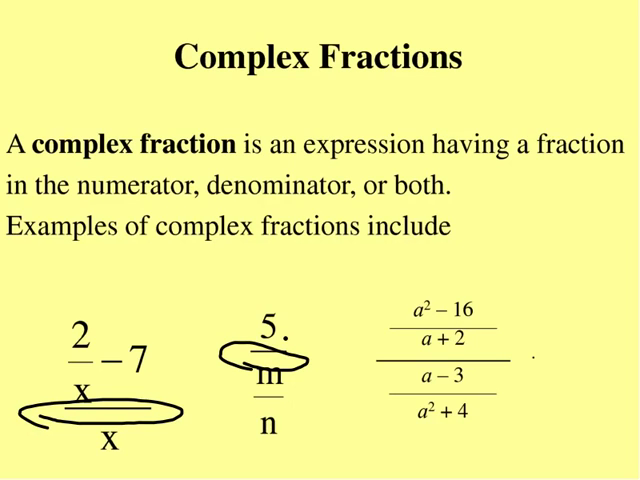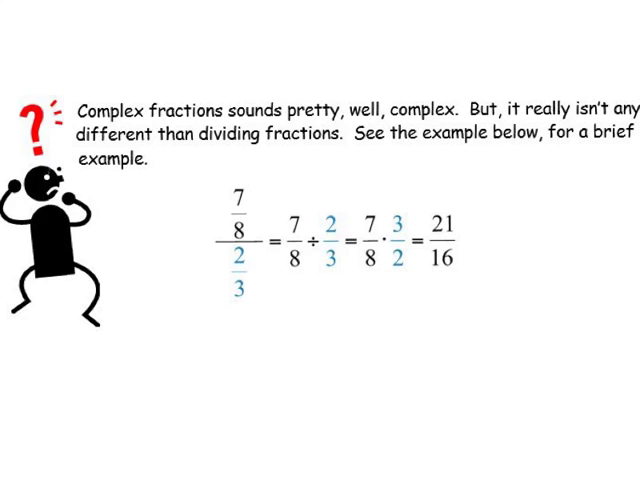This sounds pretty complex, but it really is not any different than simply dividing fractions. So here's a brief example. If I have 7/8 divided by 2/3, I'm going to rewrite it as 7/8 divided by 2/3, and then I know that the second fraction, or the bottom fraction, has to be inverted and multiplied. And then I would get 7 times 3 is 21, 8 times 2 is 16.